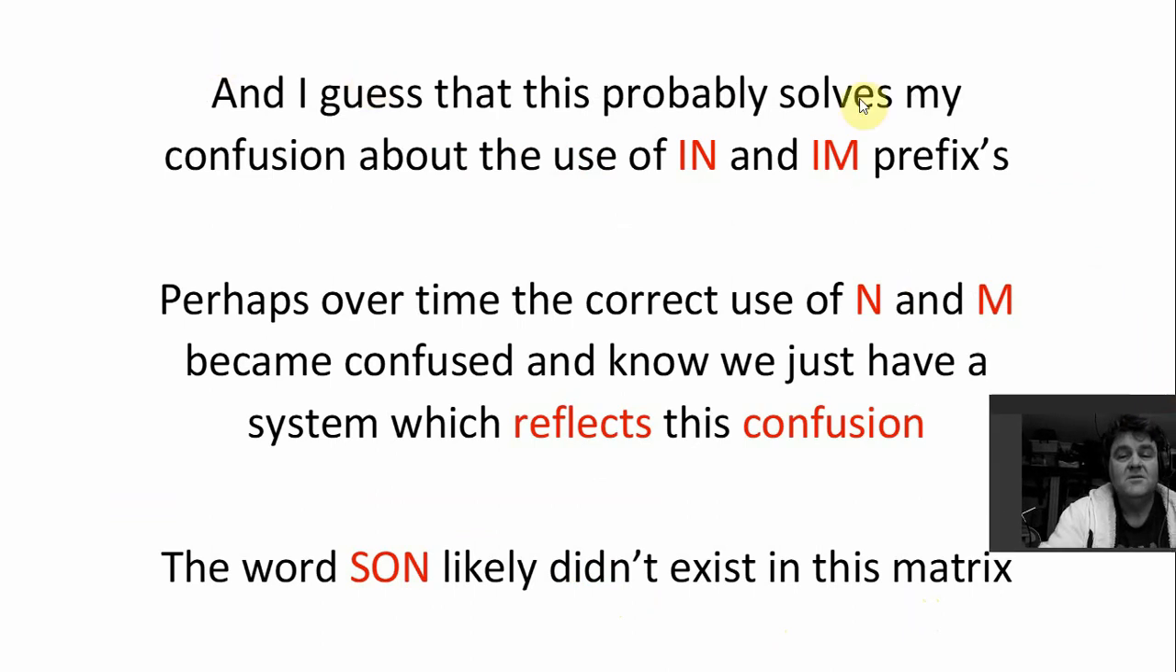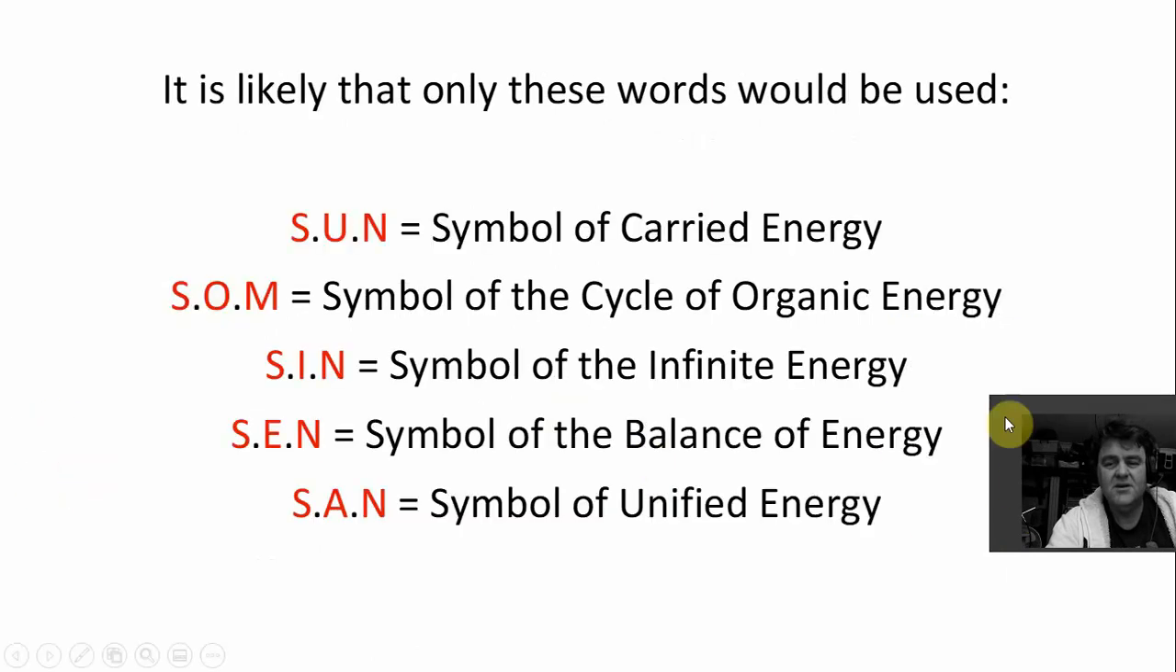And then it virtually solves the confusion I had about the use of the N and M prefixes in the language. So there's obviously been a switch there between the N and the M over some time with the words som and son, or sun as we pronounce it, but sun is S-U-N and son is S-O-N. So, right, maybe over time the correct use of the N and M became confused. I don't know. But we definitely now have a system of language that reflects this confusion. So I was thinking the word sun likely didn't exist in this matrix of language that I came up with.